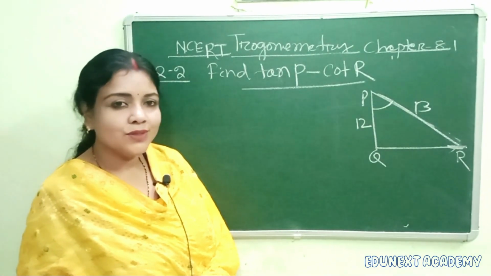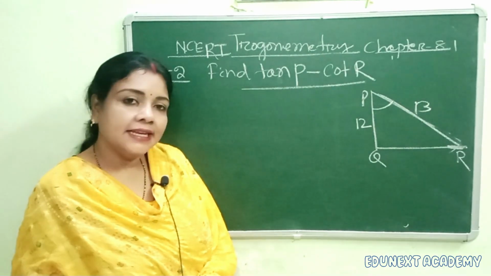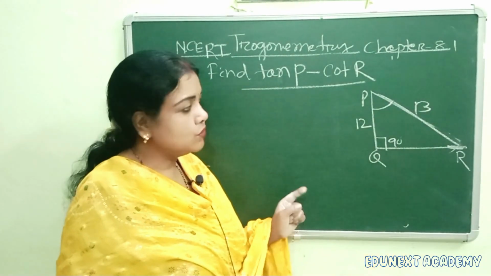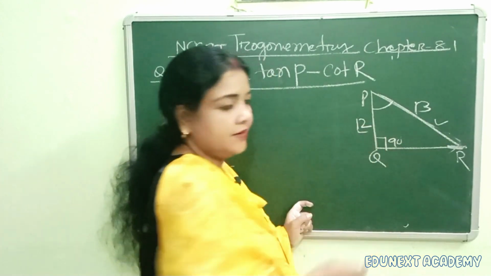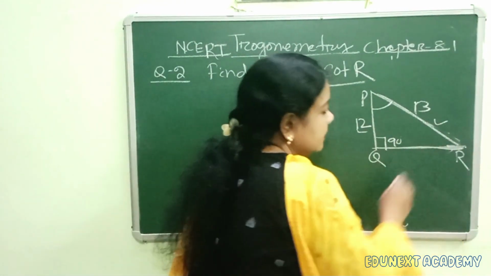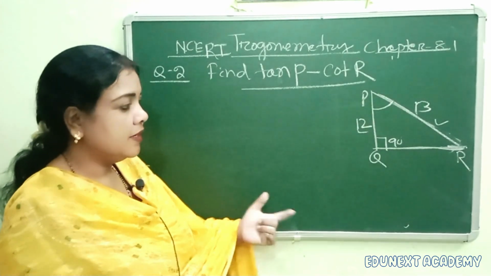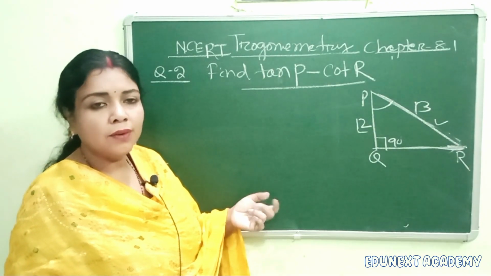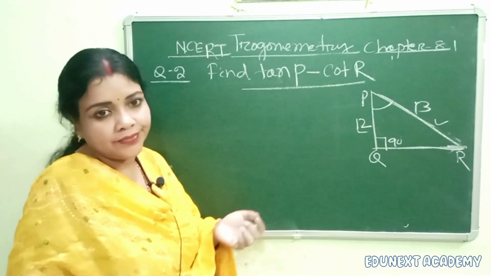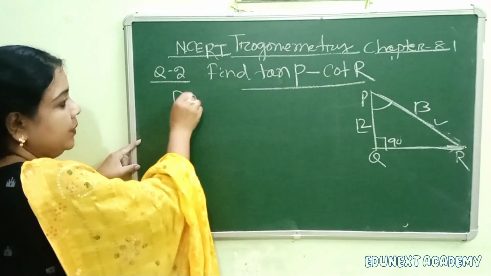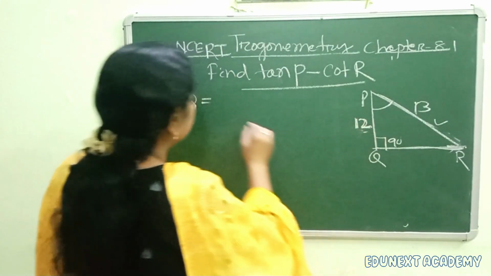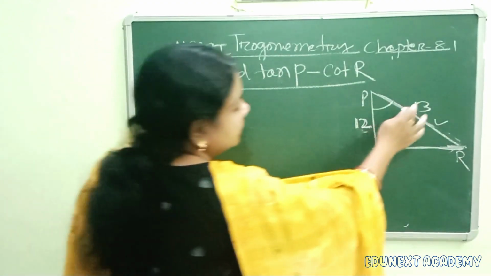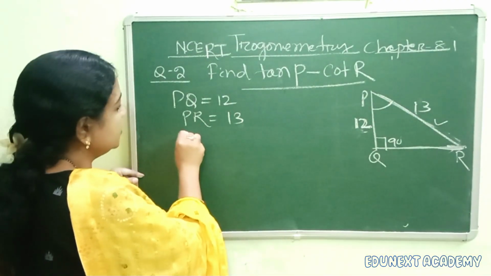Now see, question number 2 is very interesting. Here a triangle is given and Q is the right angle, that is 90 degrees, and two sides are given, that is the hypotenuse and the height. You need to find the third side. After finding the third side, you have to find tan P and cot R. Then you have to subtract them from each other. Now from the figure, PQ is 12. PR is 13.